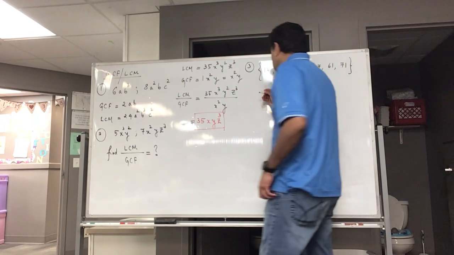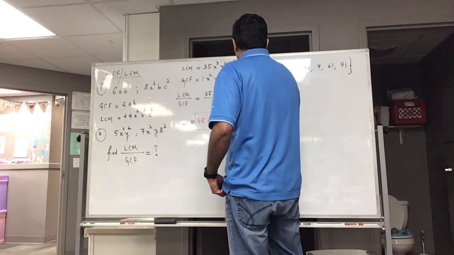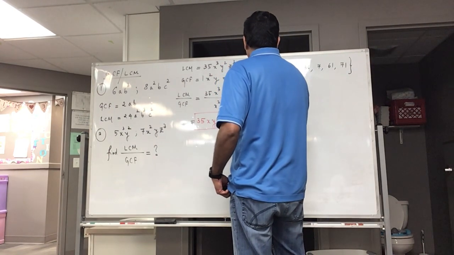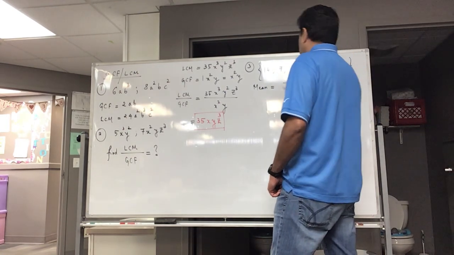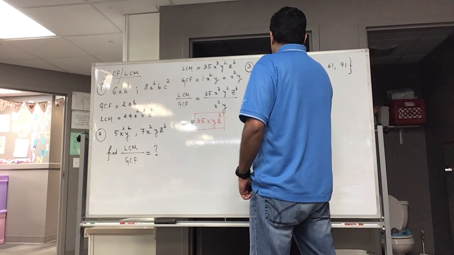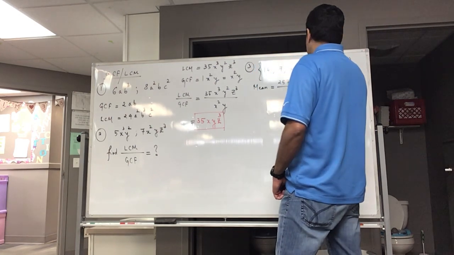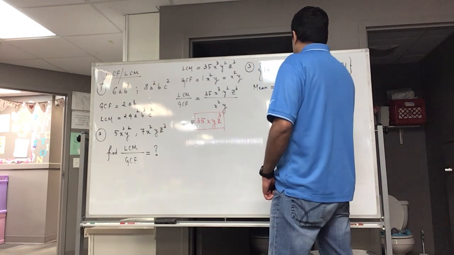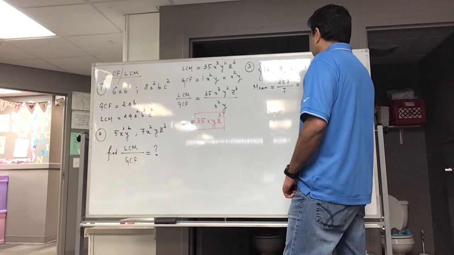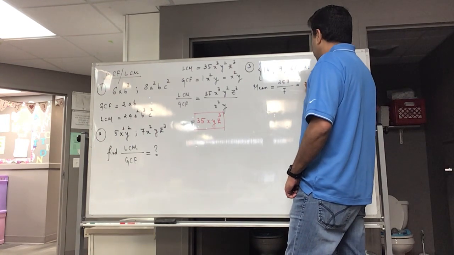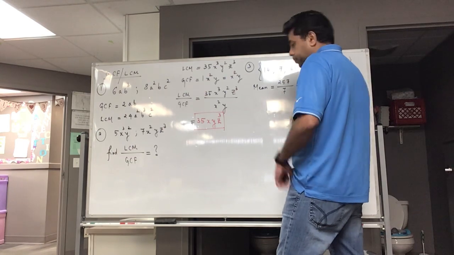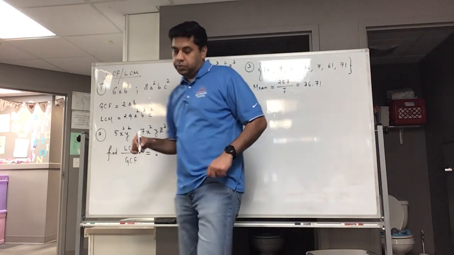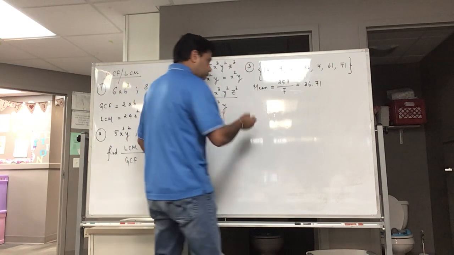Let's start with the mean. So what's the total of all these numbers added together? 257. And how many do we have? 7. Okay, what's the mean? 36.71. Usually you don't get something that easy.